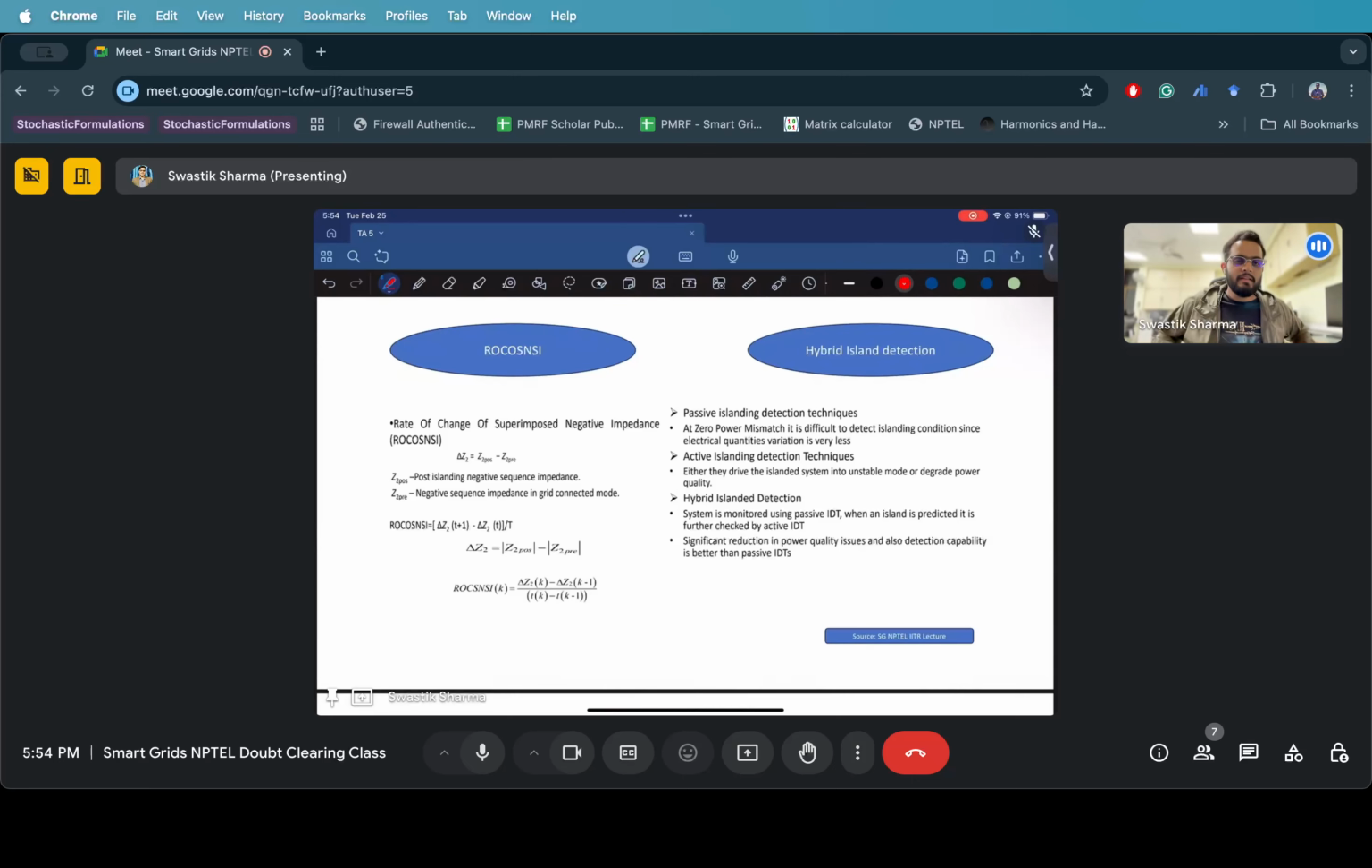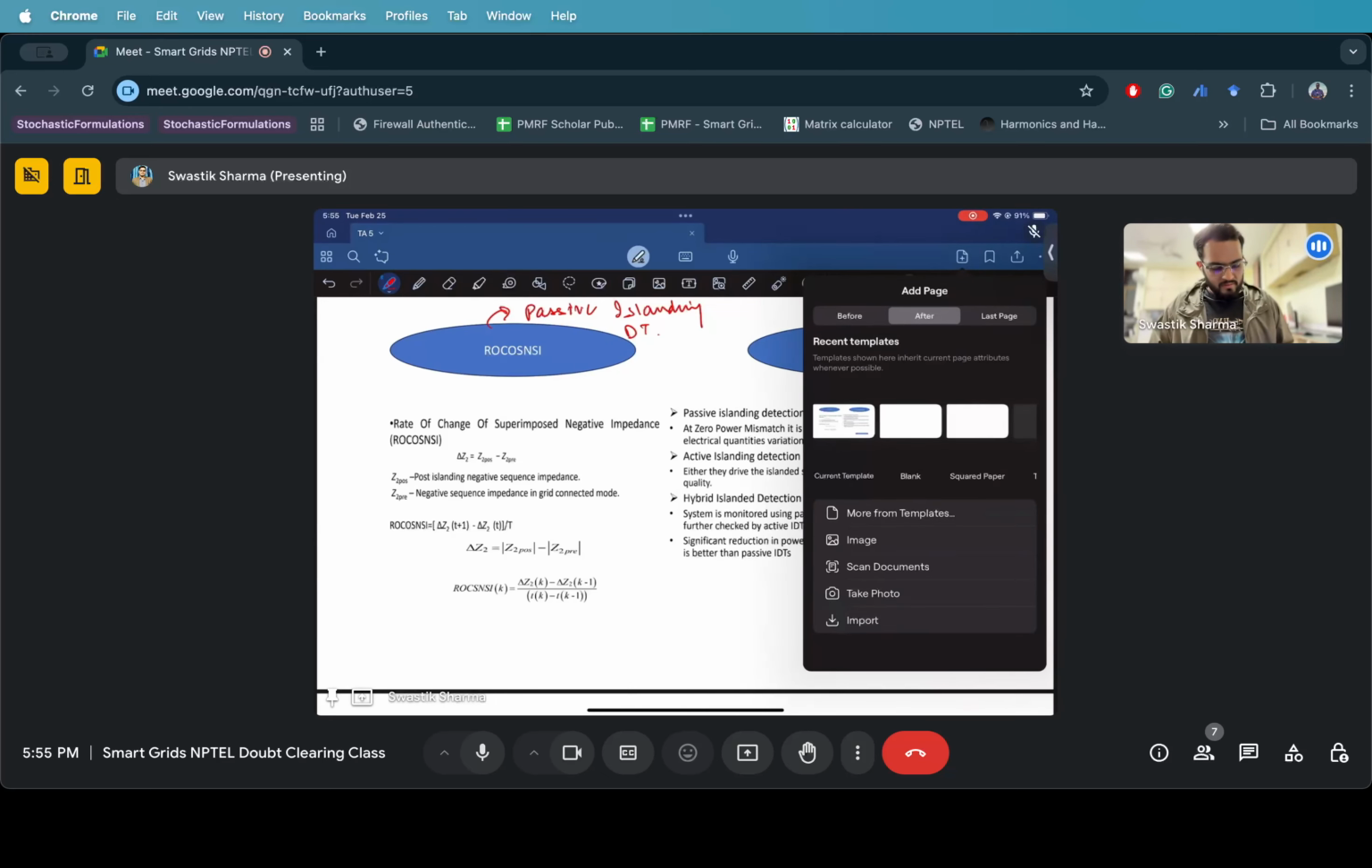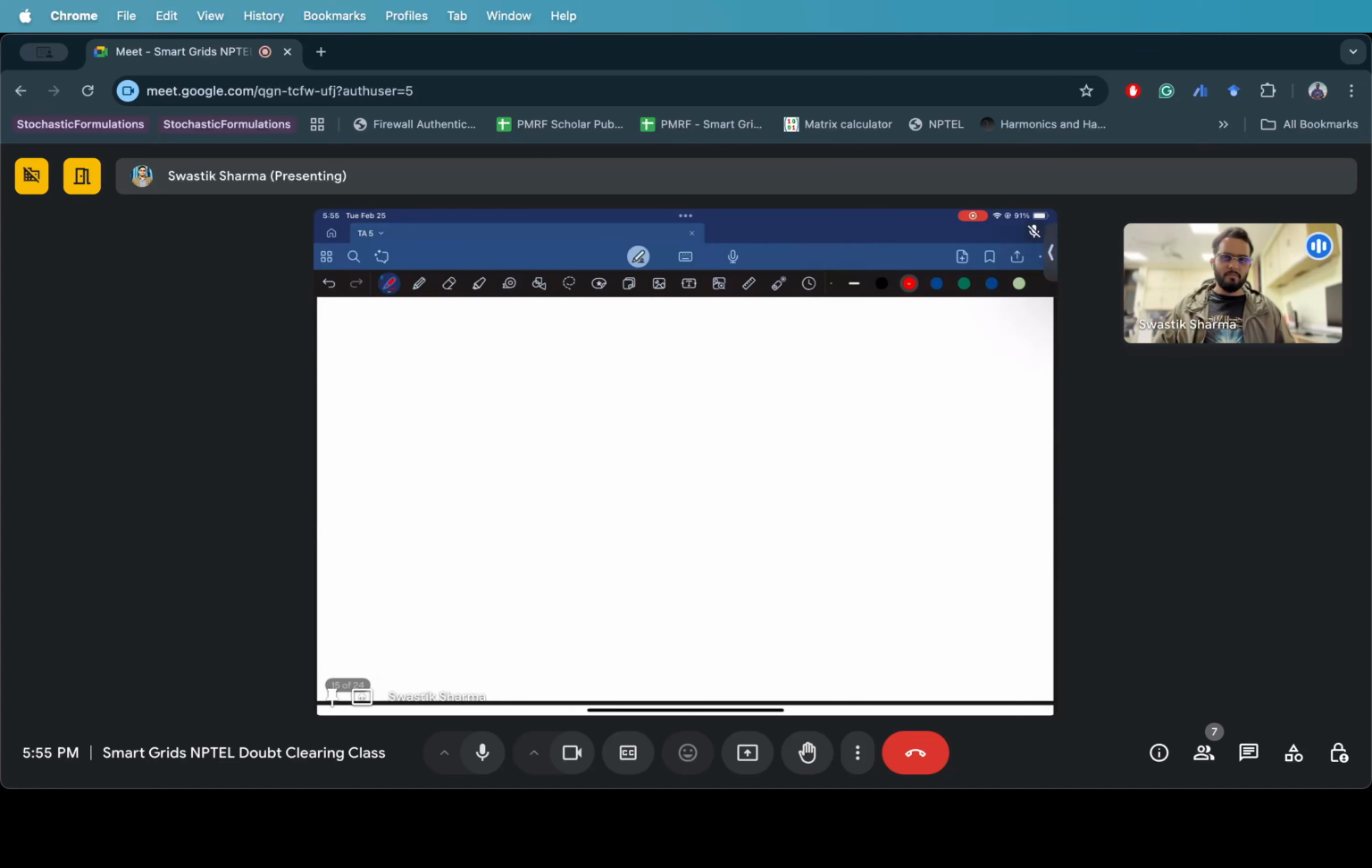So then the instructor of this course, Premlata Jena ma'am, discussed one more technique, which is based on passive islanding detection technique. In this, what they did was they tracked the rate of change of negative sequence impedance. I hope everyone knows what symmetrical components and negative sequence, positive sequence components are. If someone doesn't know, just let me know, I can give you a brief overview. Does everyone know?